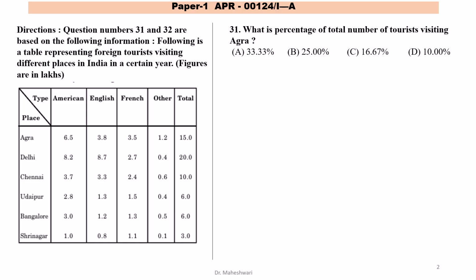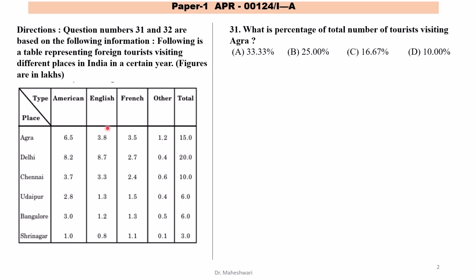In today's part 3, we'll be solving questions from question number 31 to question number 50. On the screen you can see question number 31, which is related to a table, and the table consists of foreign tourists and some visiting places in India. The table gives different visitors who are visiting Indian places like Agra, Delhi, Chennai, Udaipur, Bangalore and Srinagar, and the tourists are American, English, French and others.